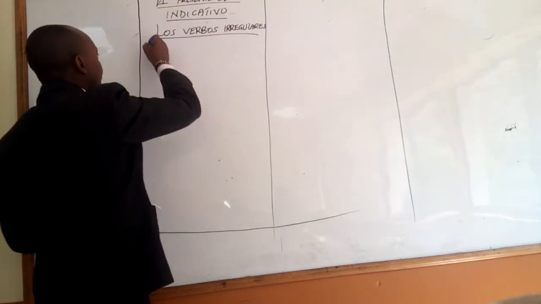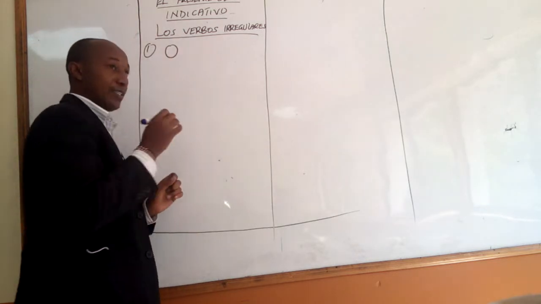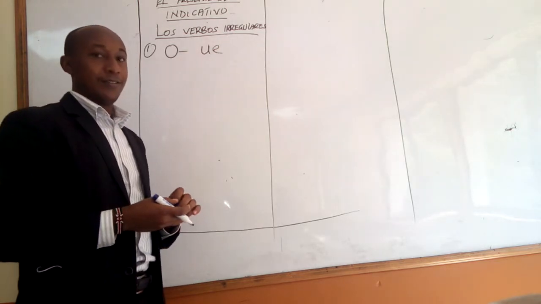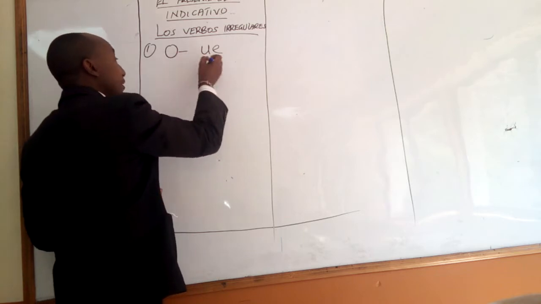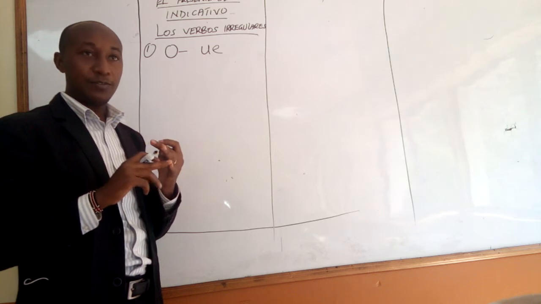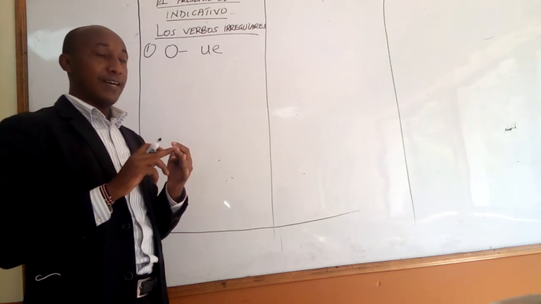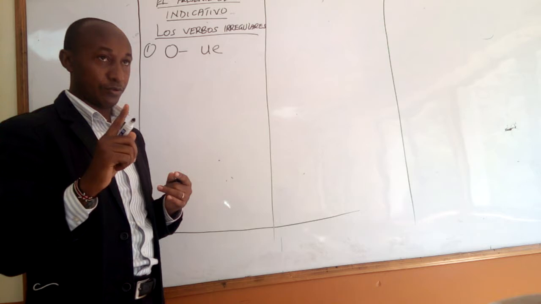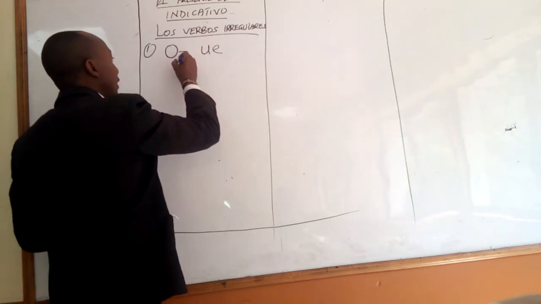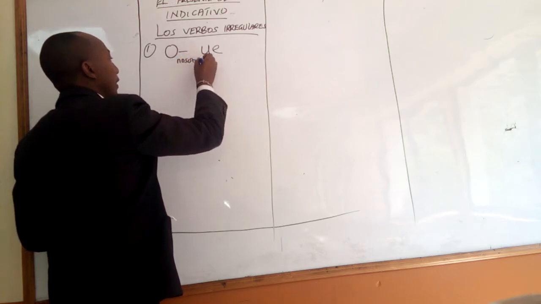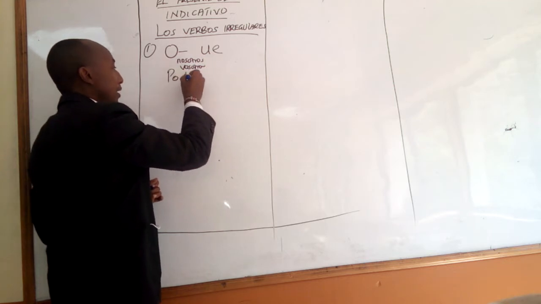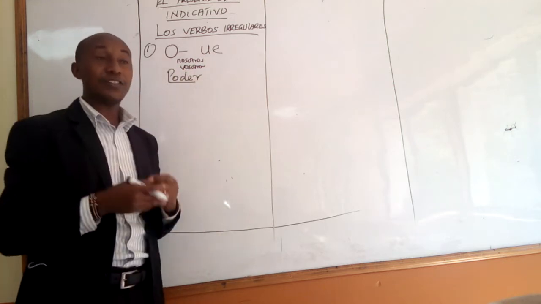For example, there are verbs that contain the letter O in the stem, and they change the O to UE. They only change in the first person, second person, and third person, but they don't change in the nosotros and vosotros. So mark that they don't change in nosotros and vosotros. For example, let's take poder. This is how it changes.